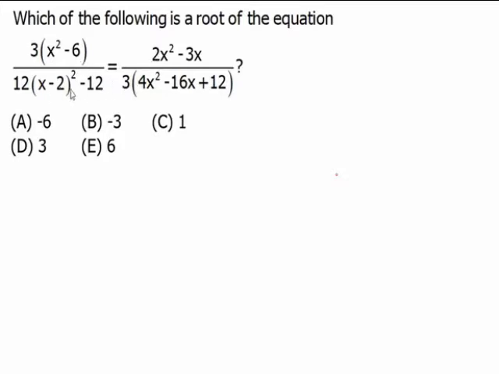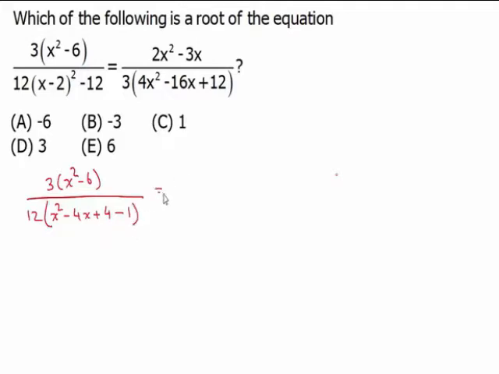So let's see if we can factorize the denominators. We have 3 times x squared minus 6 over... 12 is the common factor. So we take out a 12 and we are left with x minus 2 squared. That's x squared minus 4x plus 4 minus, if you take out a 12, from a 12 you're left with a 1. So that's a minus 1.